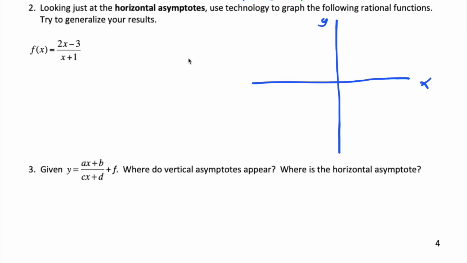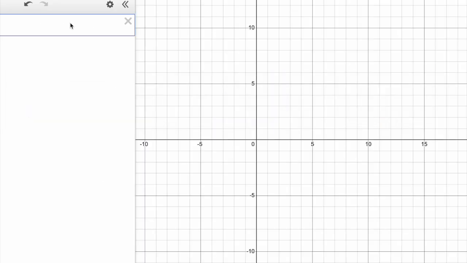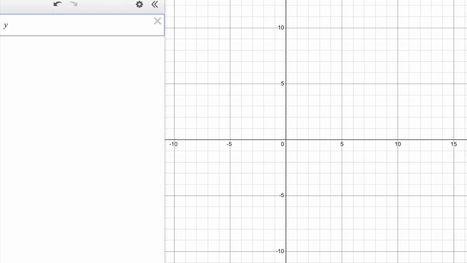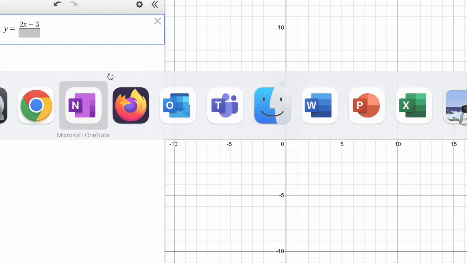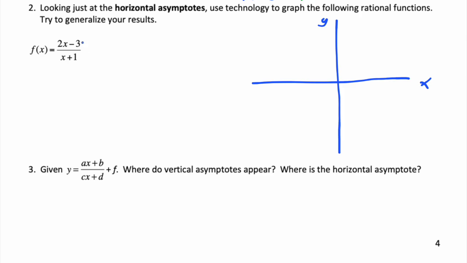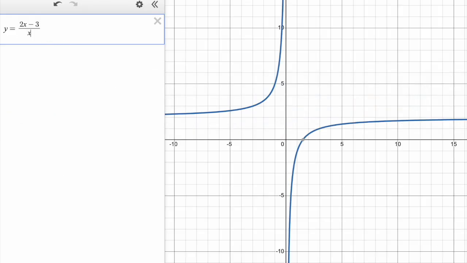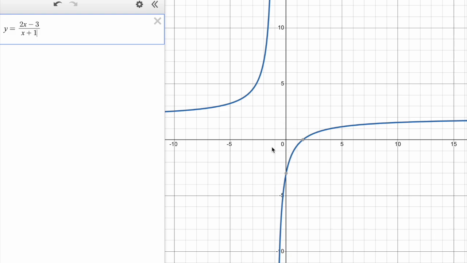So let's get 2x minus 3. Y equals 2x minus 3 over x plus 1. Okay, so we get this shape. We see there's a vertical asymptote at negative 1, which makes sense, because if you sub in negative 1 here, you get divided by 0. That gives you a vertical asymptote. And you get a horizontal asymptote at what looks like y equals 2.